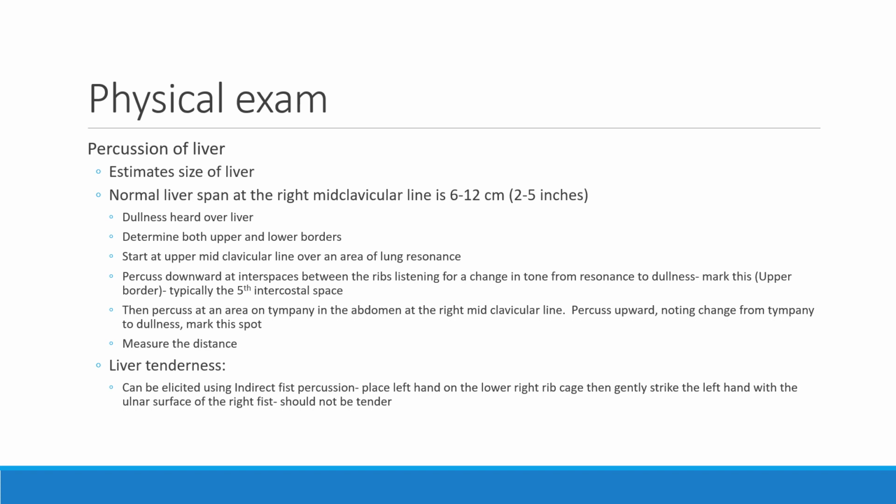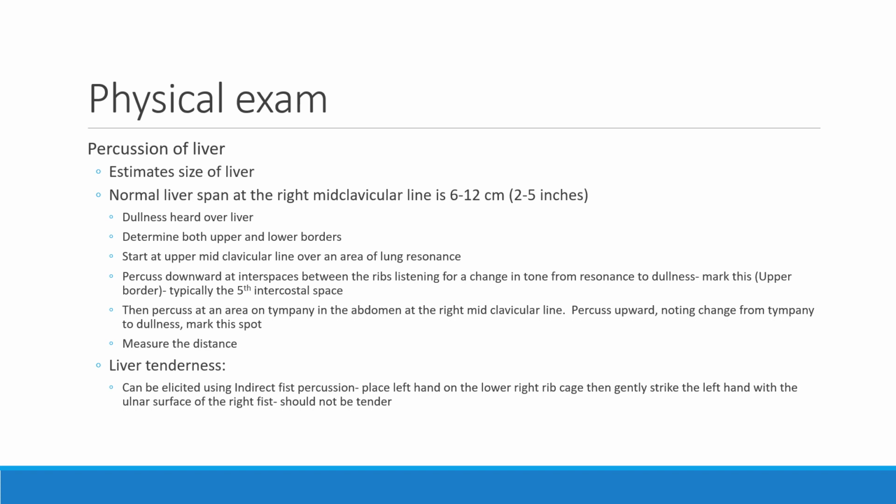Percussion of the liver helps to estimate the size of the liver. However, it can be inaccurate due to the technique that is being used. Enlarged livers due to hepatitis or ascites may be easier to detect than normal liver size, and breast tissue can interfere with percussion of the liver. The normal liver span at the right midclavicular line is typically between 2 to 5 inches or 6 to 12 centimeters. Dullness is heard with percussion over the liver.